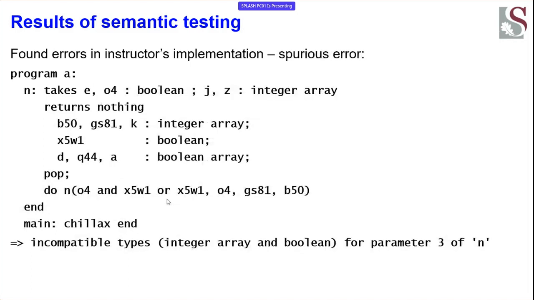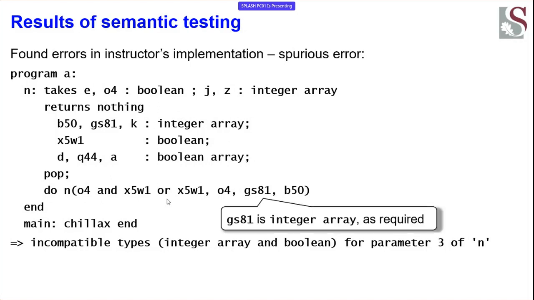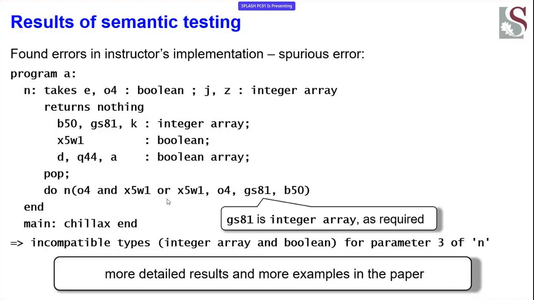Here's another example. Here the instructor's compiler produces an error, but it's a legal program. Right? The instructor's implementation complains about incompatible types. It even tells you that an integer array and Boolean at the third parameter of the function n are not compatible. But if you look at this, it is actually not true, right? I mean, GS81 is an integer array. It's declared as an integer array that matches the type that's required. So the instructor was hand waving. I think there's an off by one error somewhere hidden there.